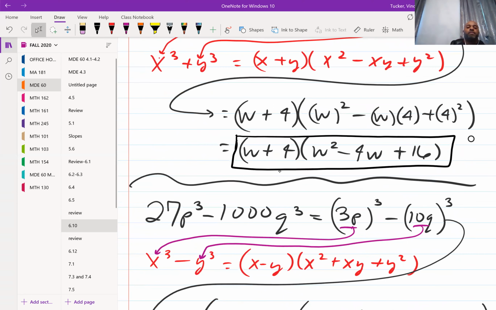So this next one, 27P cubed minus 1000Q cubed. Same thought process. Is this a perfect cube? So 27 is 3 times 3 times 3. So that's yes, and then you include P because we have P cubed right there. 1,000, is that a perfect cube? That's 10 times 10 times 10. And once again, we're including Q because we have Q cubed right there. So that means we have 3P and 10Q that we will be substituting into the formula.